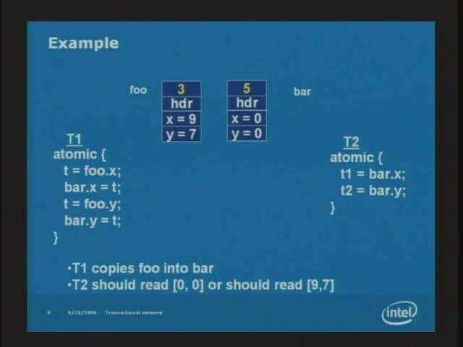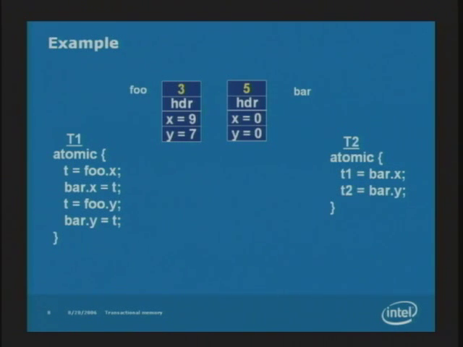So this is one transaction that's taking the foo object and copying it into the bar object. And this is the other transaction that is reading the fields of the bar object. Because we have to guarantee atomicity and that the whole thing executes in isolation, T2 should execute as if it executed before the transaction T1 started or as if it executed after the transaction T1 ended. In other words, it should either read the value 0, 0, which is before T1 executed, or it should read the value 9, 7, which is after T1 got committed. You should never see any interleavings of values.